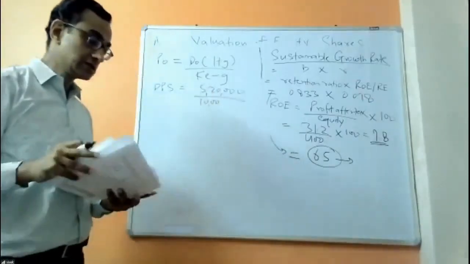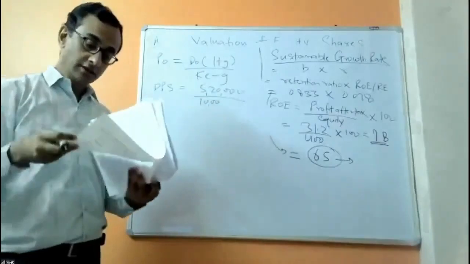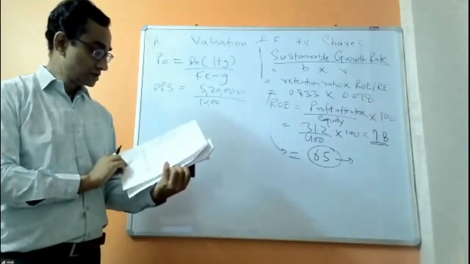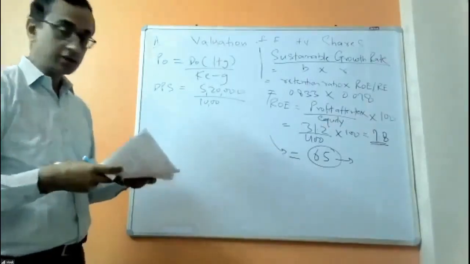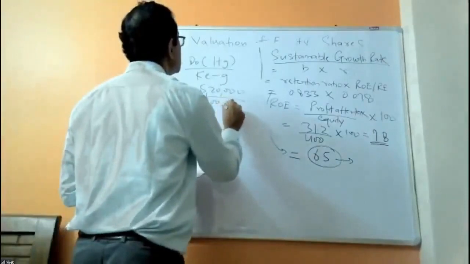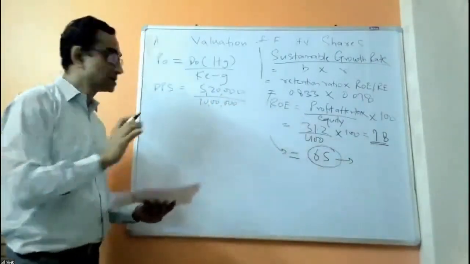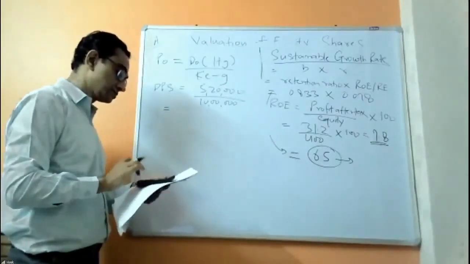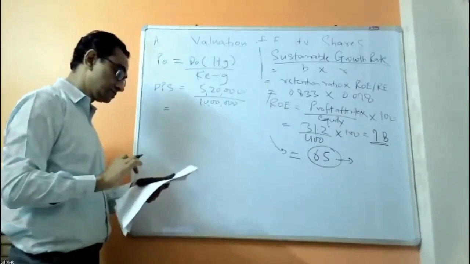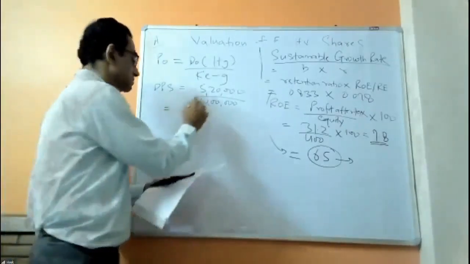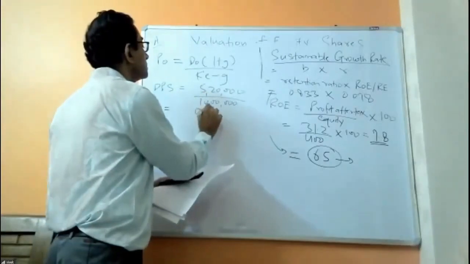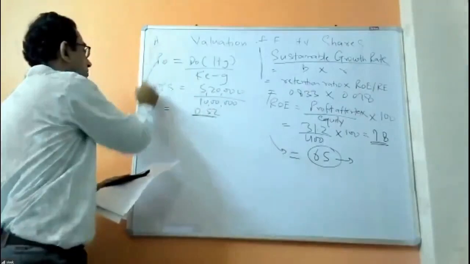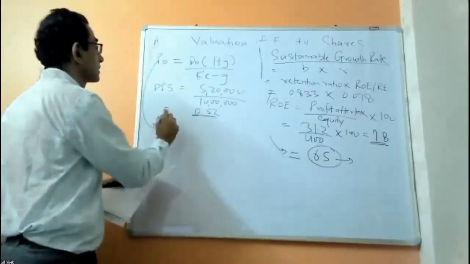The number of equity shares is given in the question also, that is 100 upon 10, so it is 100 lakh upon 10, that is 10 lakh. So the number of equity shares is 10 lakh. So 5,20,000 upon 10 lakh is 0.52. So dividend per share is 0.52.